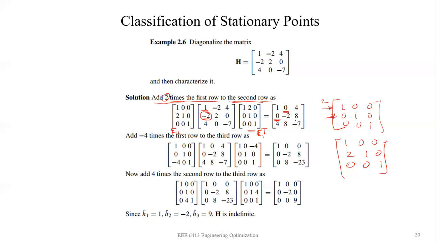Similarly, which component do you want to eliminate? Suppose we want to eliminate the 4 of this one. So this 4 we want to eliminate. You have to add minus 4 to this one. So the first row has to be multiplied by minus 4, then added to this one. Then only the third row will be changing. So the first one will remain as it is, and the second one will remain as it is.